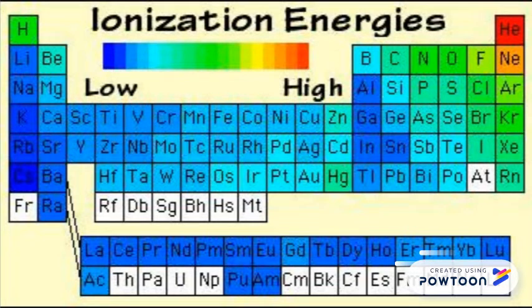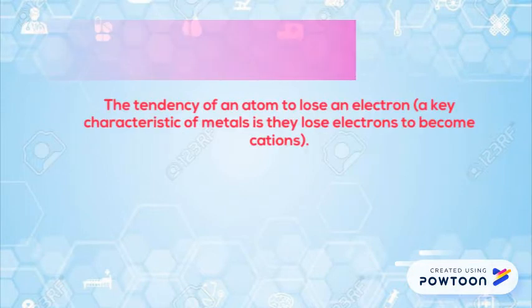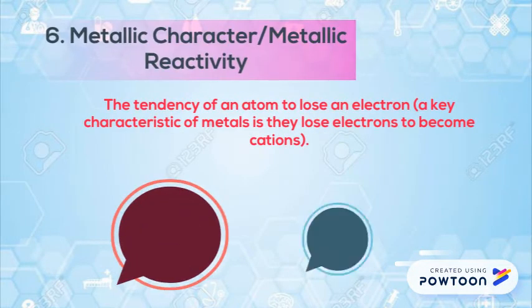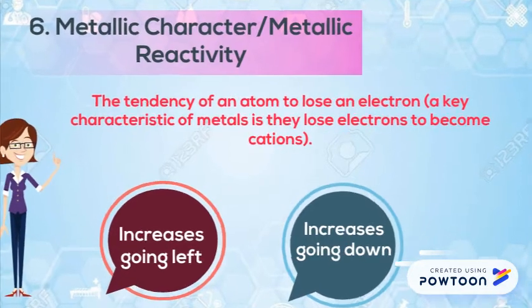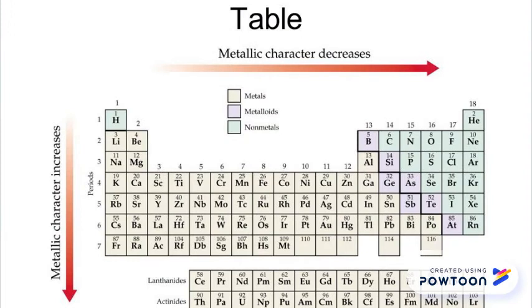Number six, metallic character or metallic reactivity. It is the tendency of an atom to lose an electron. A key characteristic of a metal is that they lose electrons to become cations. It increases going left because metals are on the left side of the periodic table and they have fewer protons in their nucleus that are holding the atom's electrons. It increases going down because there is more shielding, so outer electrons are easier to lose.